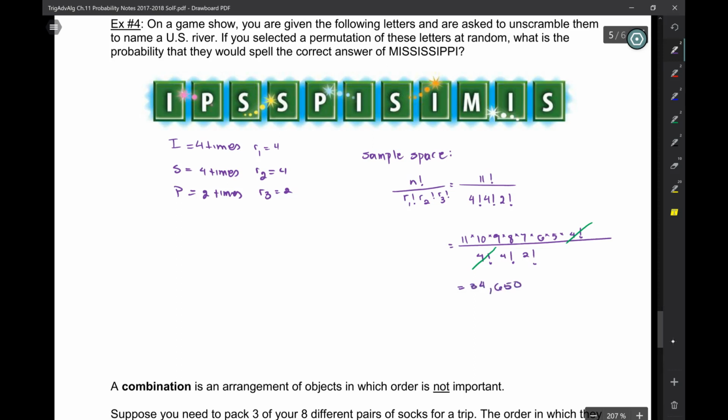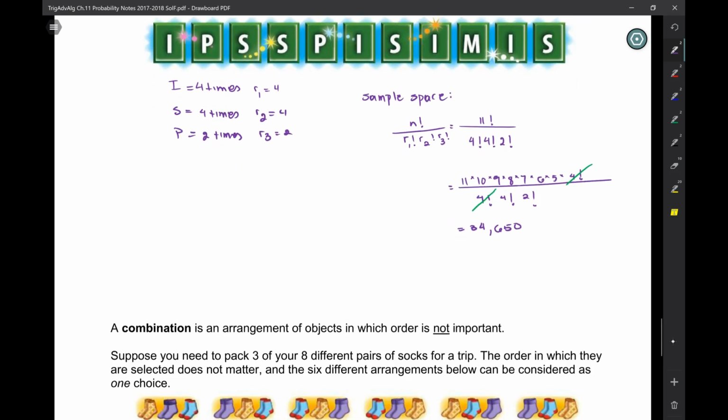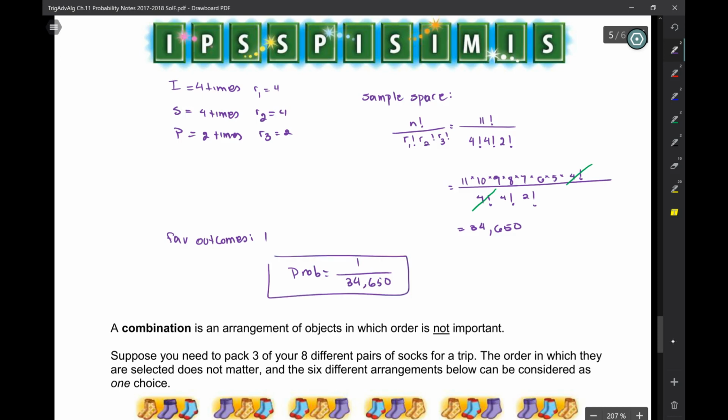Isn't there a way to put a factorial in here? Yeah. I'll tell you in a minute. So this one is 34,650 ways. Okay. How many favorable outcomes do we have? One, because it's the one case where I spell Mississippi. So the probability is 1 over 34,650. So that's the probability that if you just pick 11 letters at random, you're going to spell Mississippi. It's worth a try, no?